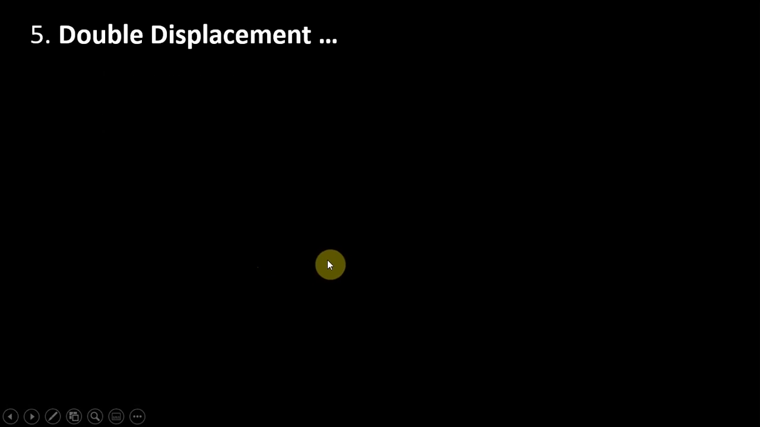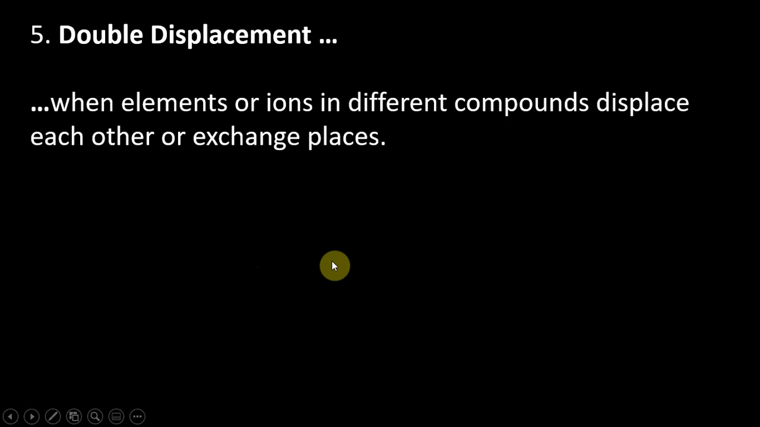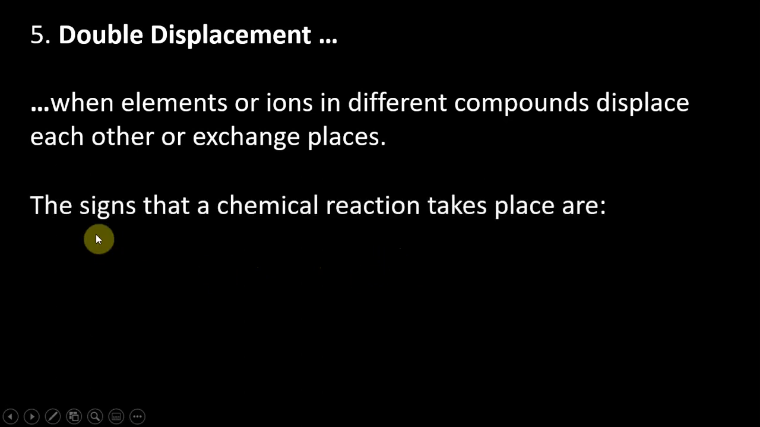Double displacement reactions are reactions where you have a compound reacting with a compound and the cations switch places with the anions. How do you know a chemical reaction takes place? Well, you're looking for signs. What is it that you see, smell, hear, that sort of thing?